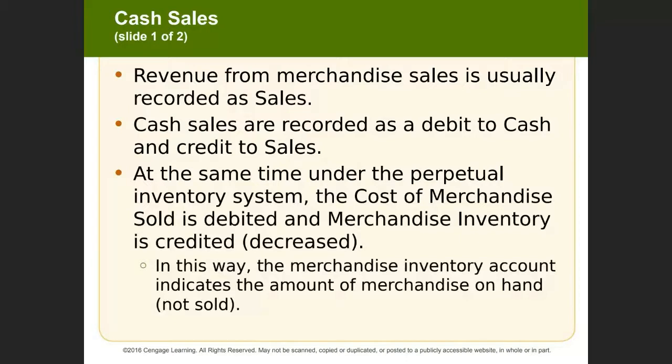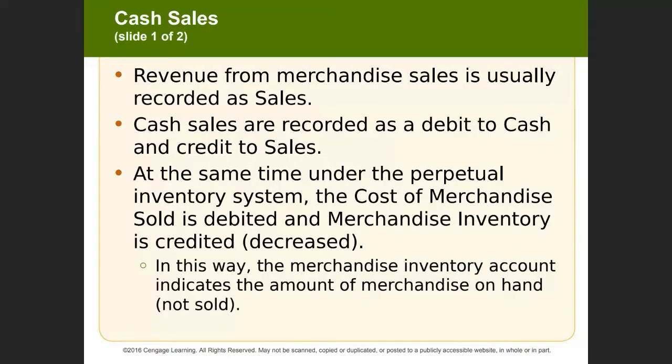So cash sales, this is slide 1 of 2. Revenue for merchandise sales is usually recorded as a sale. Cash sales are recorded as a debit to cash and a credit to sales. At the same time, under the perpetual inventory system, the cost of merchandise sold is debited and the merchandise inventory account is credited, which is going to decrease the inventory account.